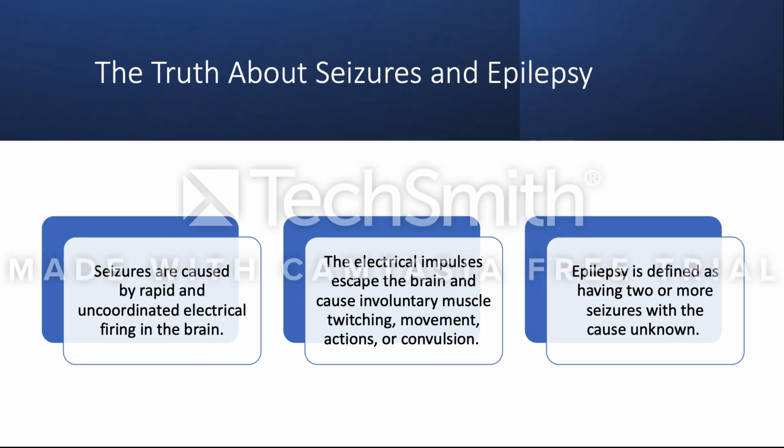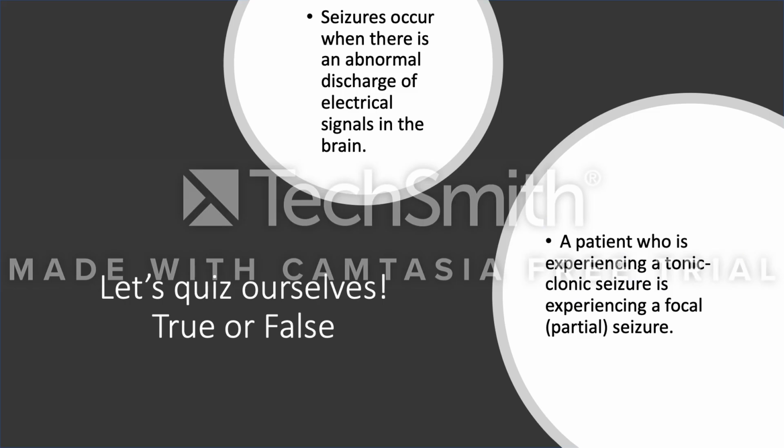Now let's take the learning experience a step further. What is the truth about seizures and epilepsy? Seizures are caused by rapid and uncoordinated electrical firing in the brain. The electrical impulses escape the brain and cause involuntary muscle twitching, movement, actions, or convulsion. Epilepsy is defined as having 2 or more seizures with the cause unknown. By explaining this to the student, you're further reinforcing what they think they already know, leading up to the next active learning experience. Here is the incorporation of the NCLEX questions.